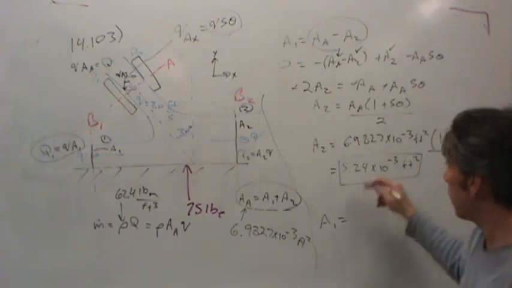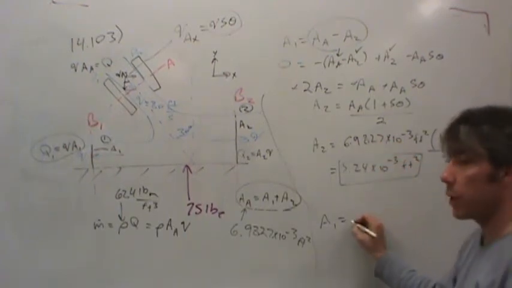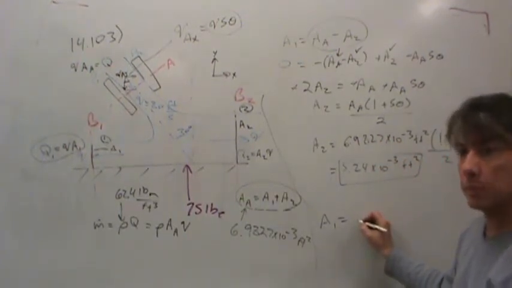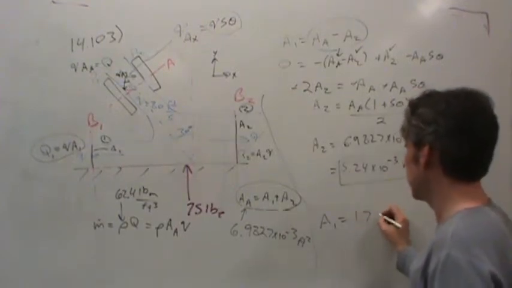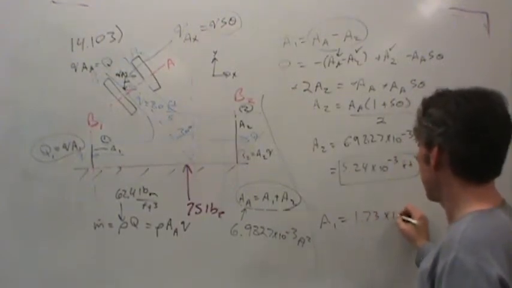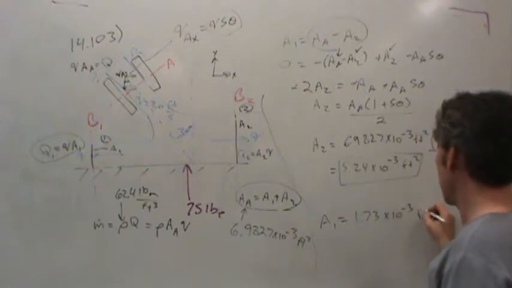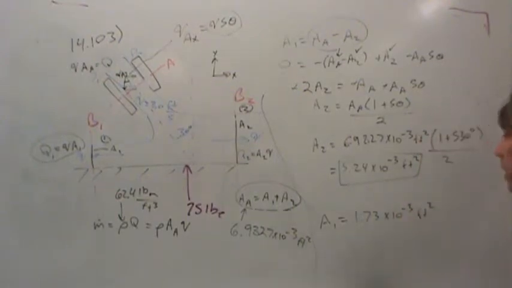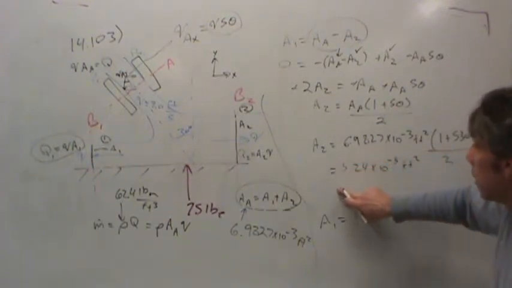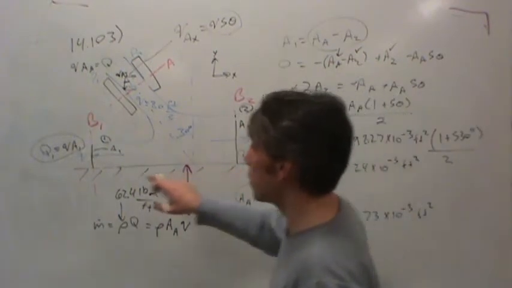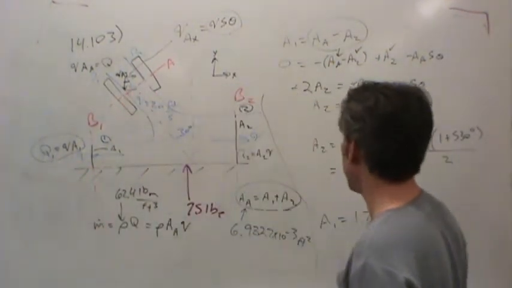So what number do we get? Basically taking the difference between these two, what do you get for A1? 1.7. That's good enough for us. 1.73 times 10 to the negative third square feet. And I shouldn't have put a box around this because that's really not our answer. The answer they were looking for is the flow rate Q. So now what do I need to do?